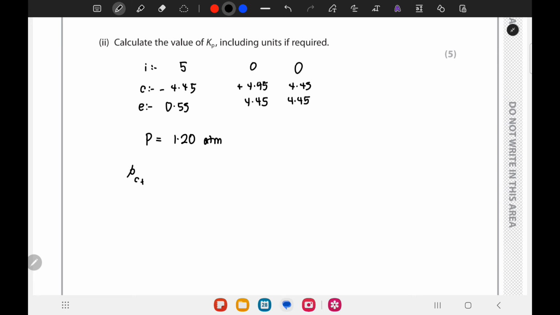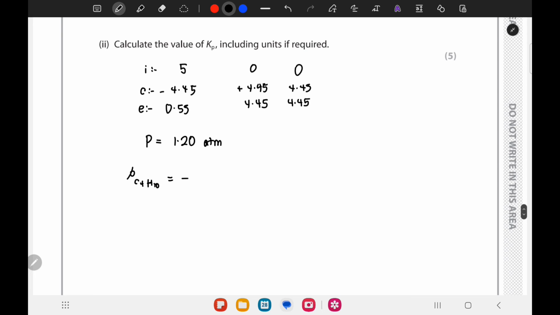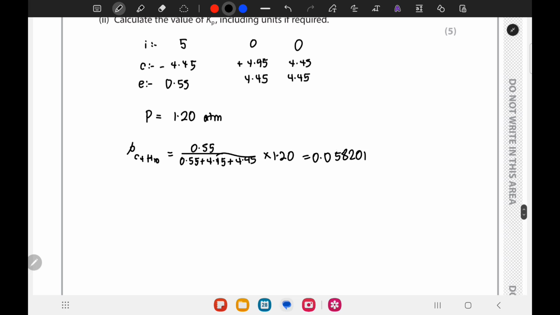Now we have found the equilibrium mole ratio. We also know that the total pressure is 1.20 atmosphere. So the partial pressure of butane is 0.55 divided by 0.55 plus 4.45 plus 4.45. So this is the total number of moles, multiplied by 1.20. So the partial pressure of C4H10 is this value over here. We can just go ahead without calculating them.